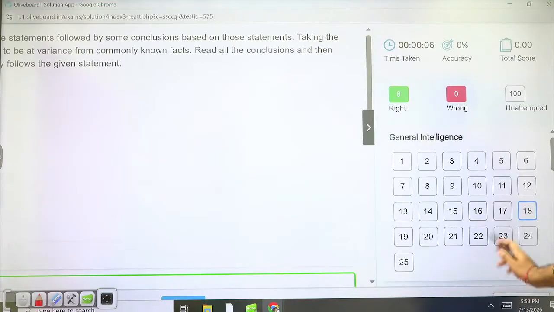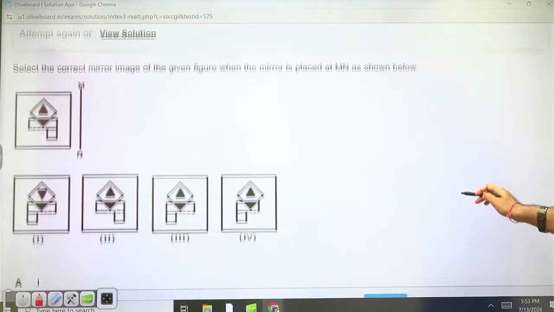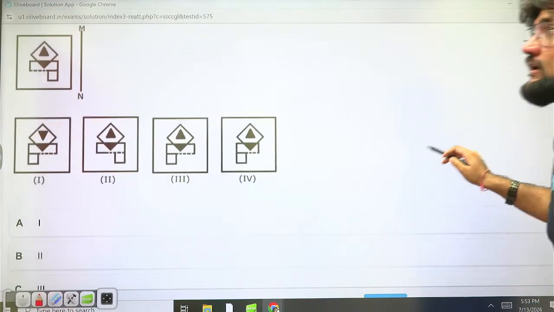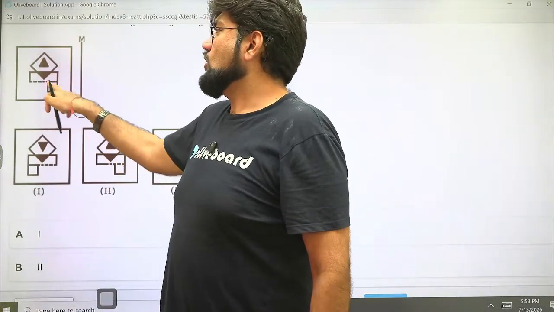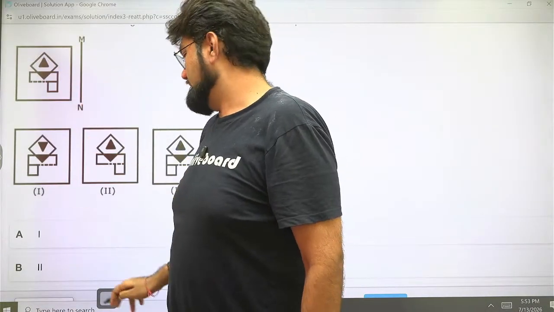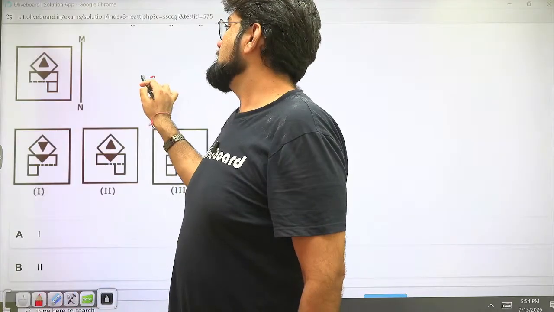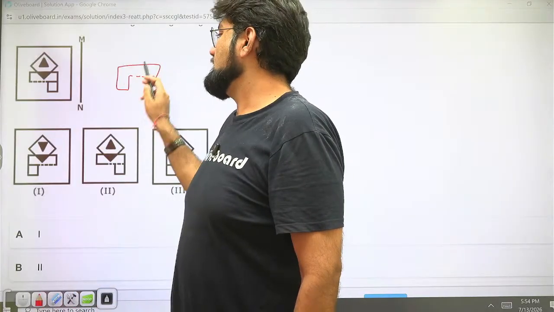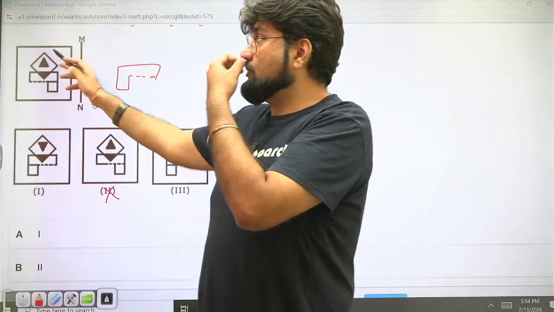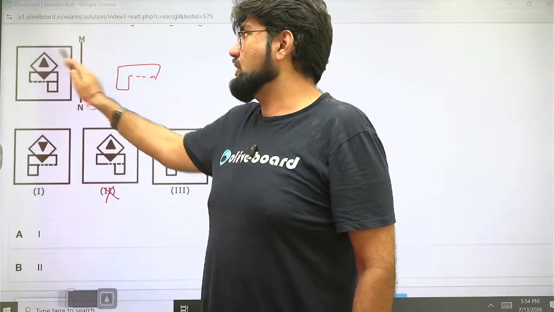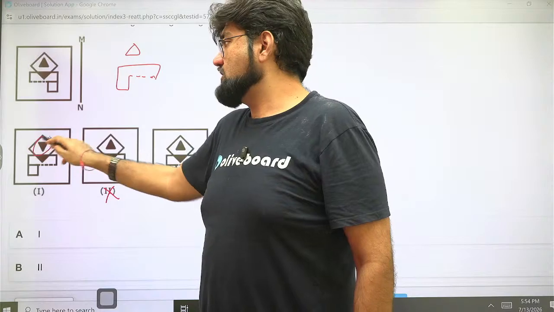Okay. Next. Mirror image here. Now see. When I flip it, the dotted lines will come first and it will form a figure like this. Something like this. Correct? So this will be eliminated. And the triangle, when it will be flipped on the side laterally, the triangle will remain the same only, no? It will not change. So this is gone.